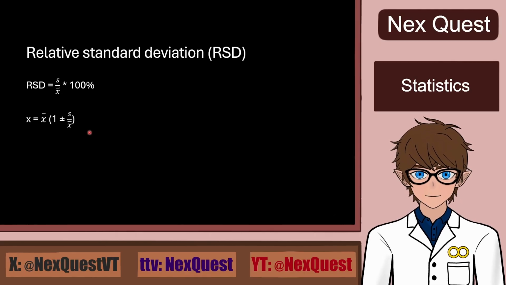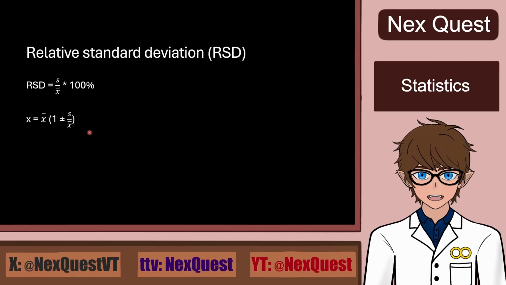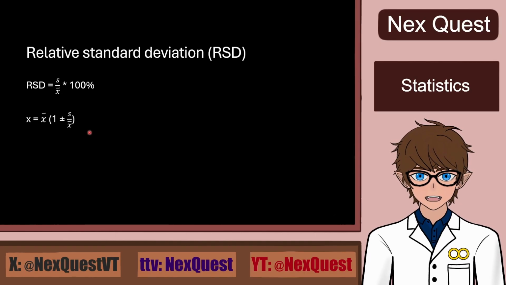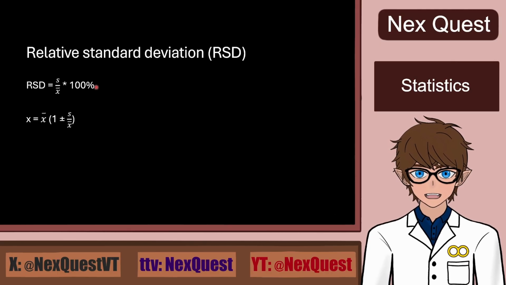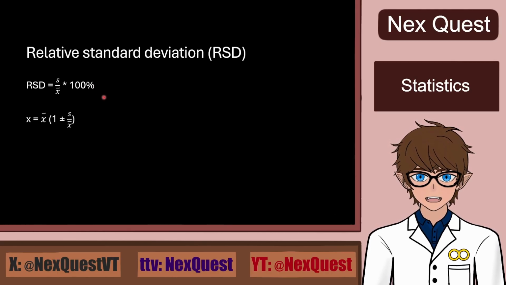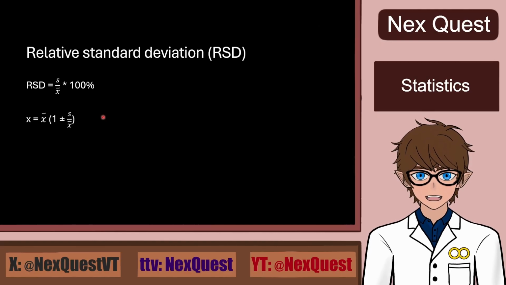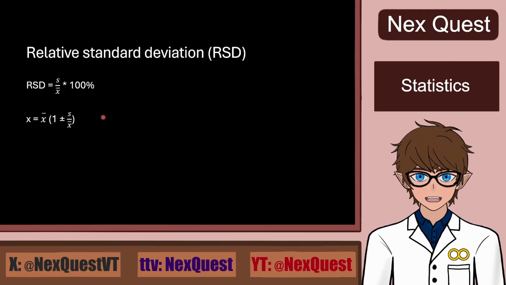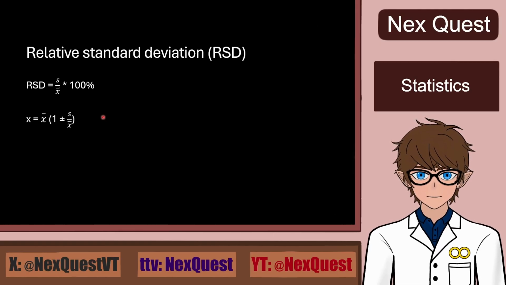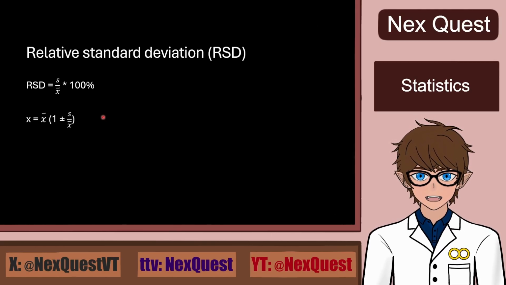Now for the relative standard deviation, this is a percentage value representing what percentage the deviation represents compared to the average value. So what part of the value of the average does the deviation represent? For instance, if we have a measurement at 10 seconds, a deviation of 1 second and a deviation of 5 seconds obviously don't represent the same part.